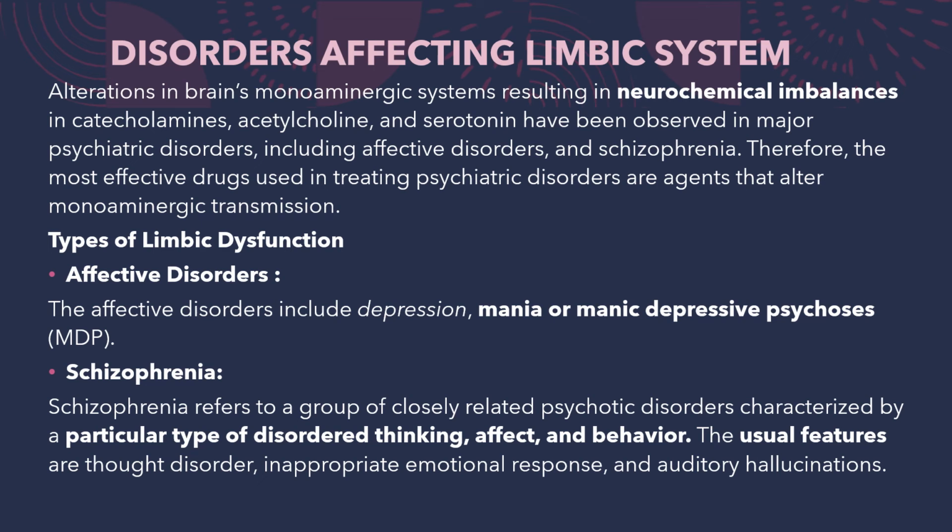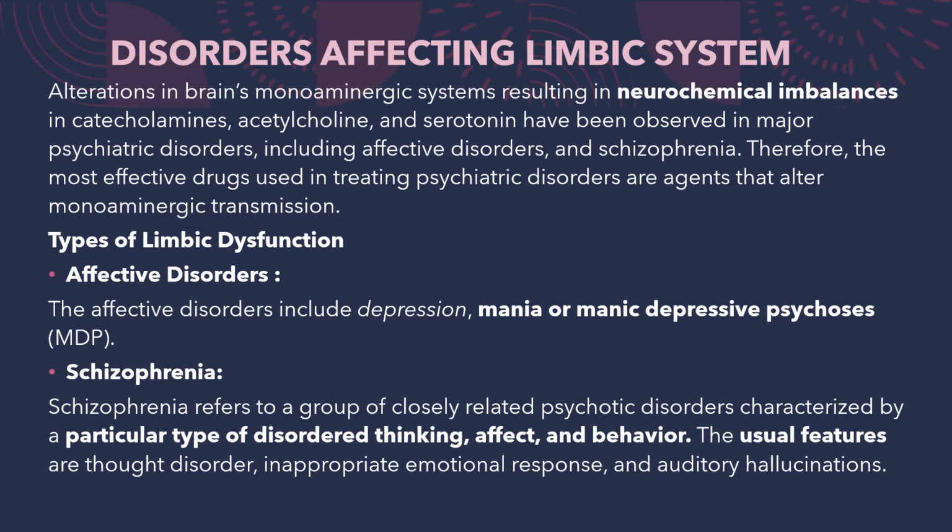So, in these disorders, what is happening? There is a neurochemical imbalance in the catecholamines, acetylcholine and serotonin. So these are observed in the affective disorders and schizophrenia. So the most effective drugs used in these psychiatric disorders are the agents that alter these neurochemicals, that is, the monoaminergic transmission. So the types of limbic dysfunctions are affective disorders and schizophrenia.